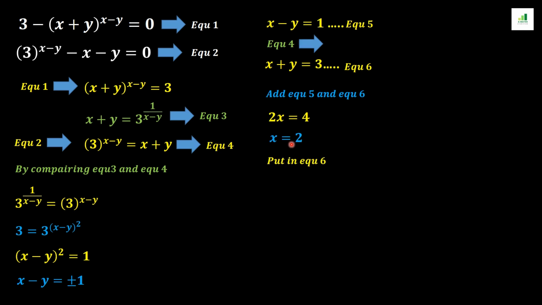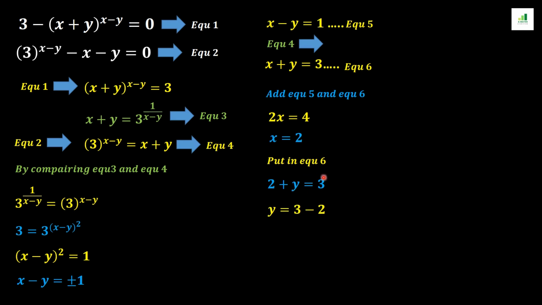Now in the next step, I will put this value of x inside equation number 6 to get the value of y. As a result, I will get 2 plus y equal to 3, because I will replace this x with 2, and plus y will remain the same, equal to 3 will remain the same.